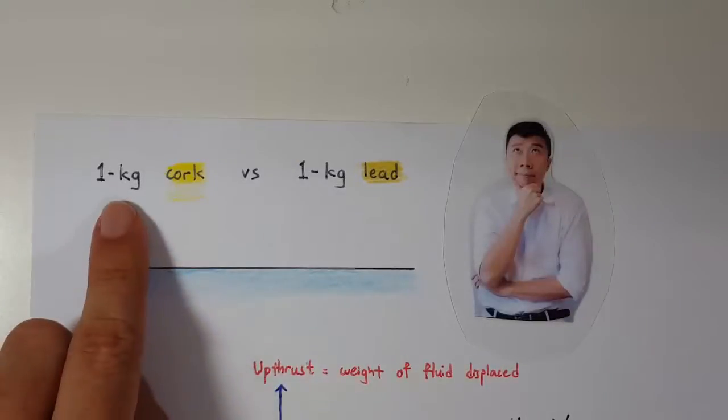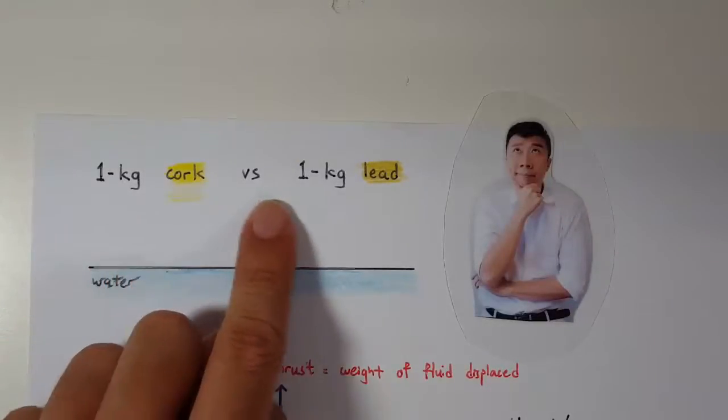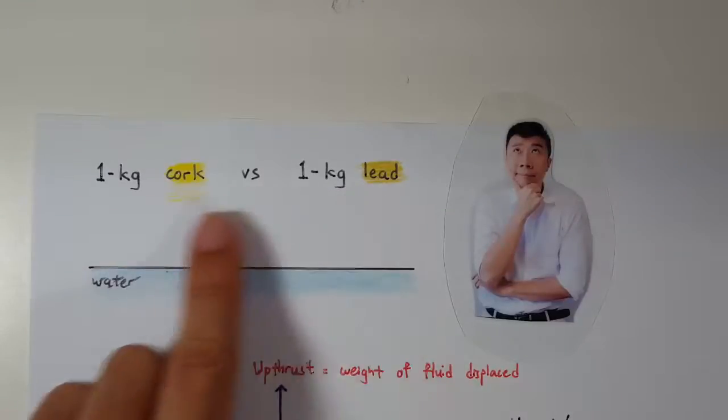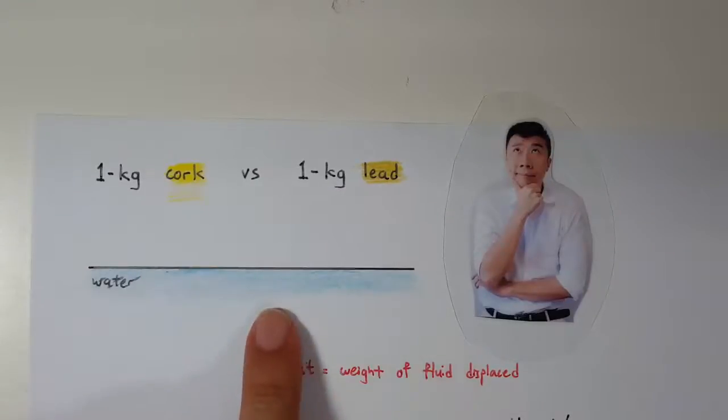Hello, I have a kilogram blob of cork and a kilogram blob of lead. I'm going to place both of them in water. The question is, which one will displace more water?